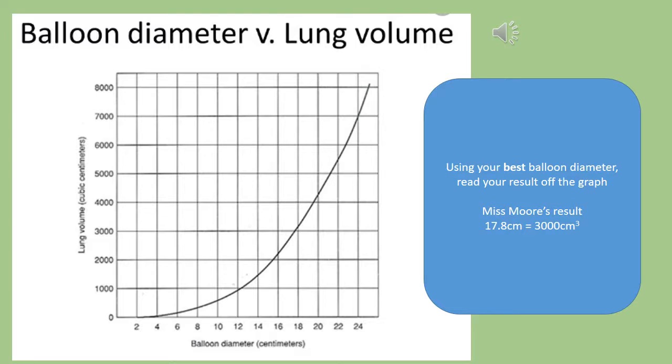Okay, after you've got your breath back, bring your best result and come and find out what that means for your lung volume. Reading off the graph here, you first go along the bottom, the x-axis, where it says balloon diameter. Mine, best one, was about 17.8. So I'm going to read up from 17.8 until I see that graph line, and I'm going to read across, and mine looks like it's pretty much spot on, 3,000 cubic centimetres. So find out what yours is and write it down.